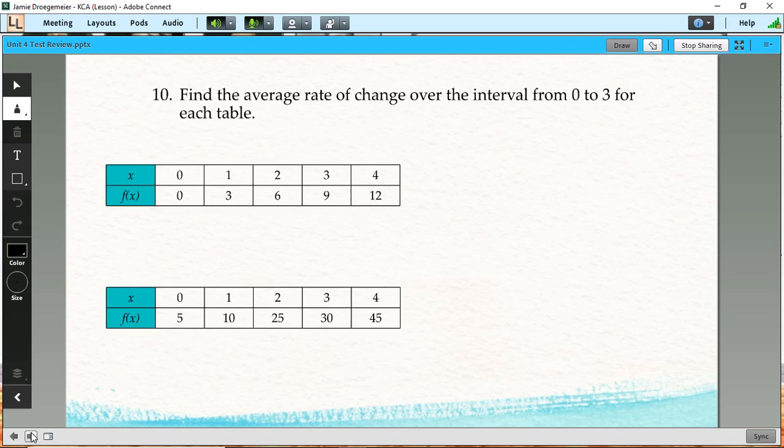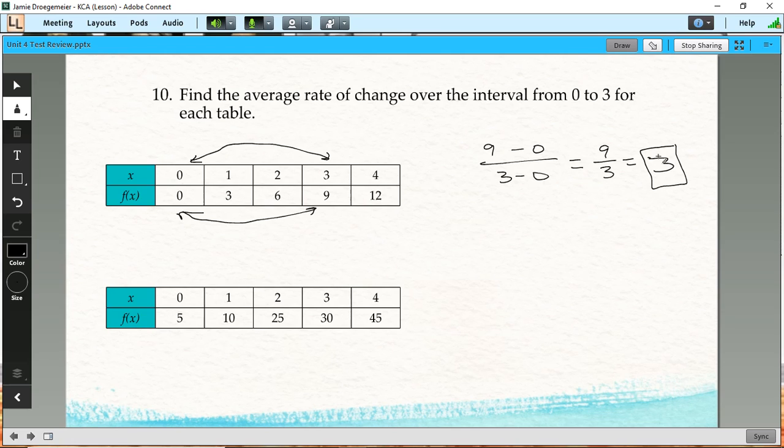All right, on to number 10. This time we have 2 tables. They've asked us to find the average rate of change over the interval from 0 to 3. So when we're talking about the interval, that's talking about the x values. So from 0 to 3, rate of change, we're going to take the y value at 3 minus the y value at 0, divide it by the x value at 3 minus the x value at 0. So that's 9 over 3. The rate of change for this one is going to be positive 3.